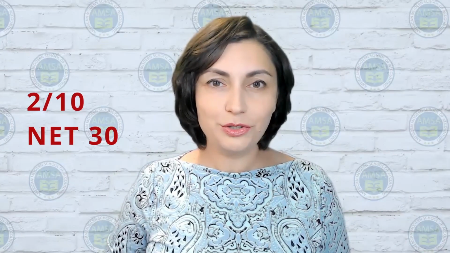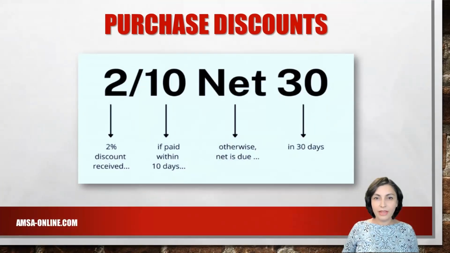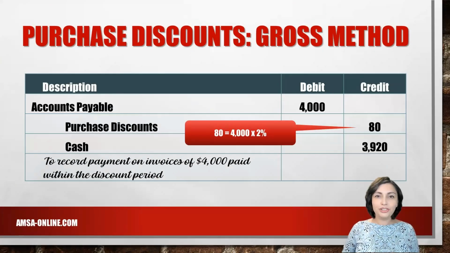Let's briefly review what 2/10, net 30 means. 2/10, net 30 means that the buyer will receive a 2% discount on the net amount if they pay the invoice in full within the first 10 days of the invoice date. Otherwise, the full invoice amount is due in 30 days without a discount. The journal entry is recorded as follows.